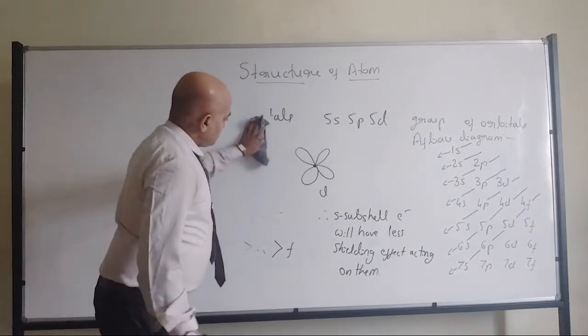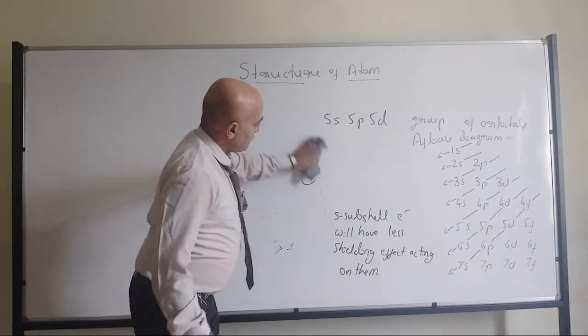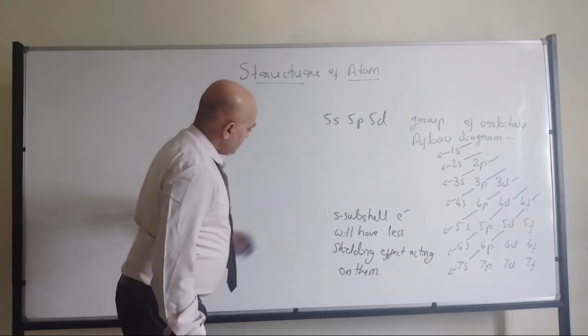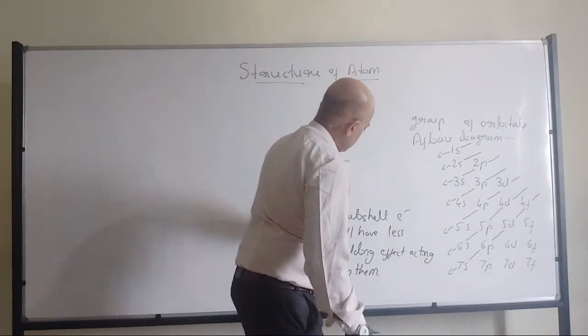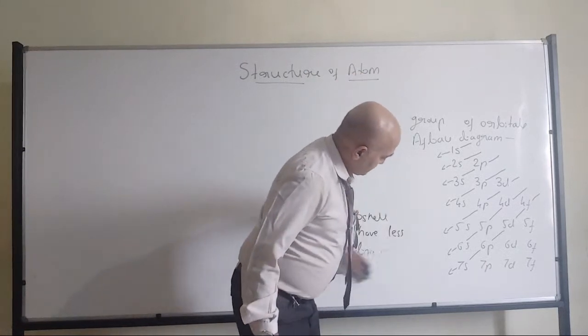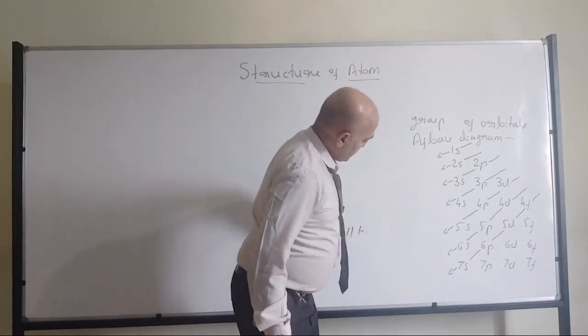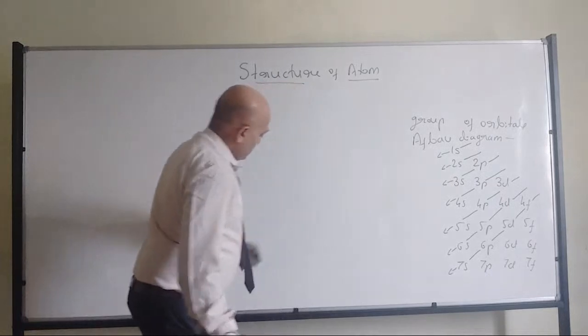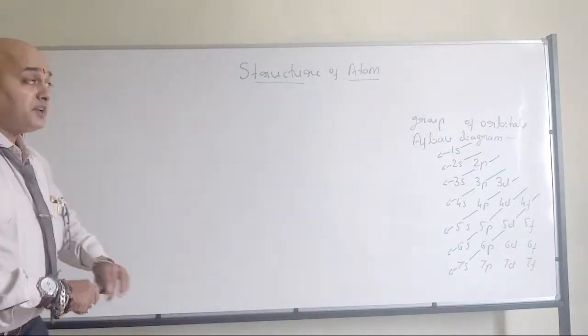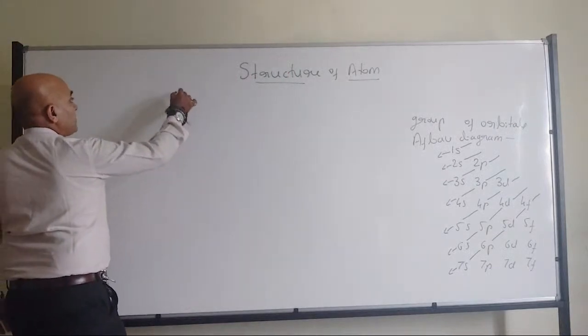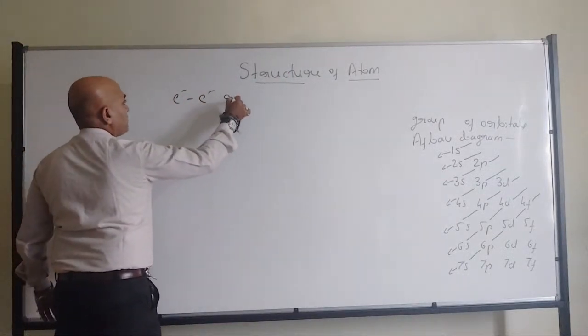That is one thing. Now, another important point here is, when it comes to multi-electronic species, another important point here is the presence of electron repulsion.